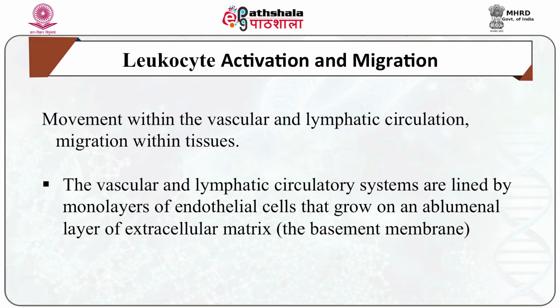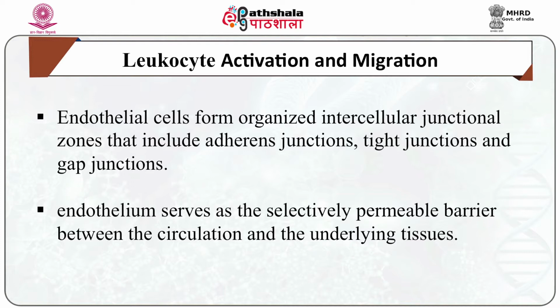The vascular and the lymphatic circulatory systems are lined by monolayers of endothelial cells that grow on an abluminal layer of extracellular matrix, the basement membrane. These cells form organized intercellular junctional zones that include adherens junctions, tight junctions and gap junctions. Hence, the endothelium serves as the principal, that is the selectively permeable, barrier between the circulation and the underlying tissues.